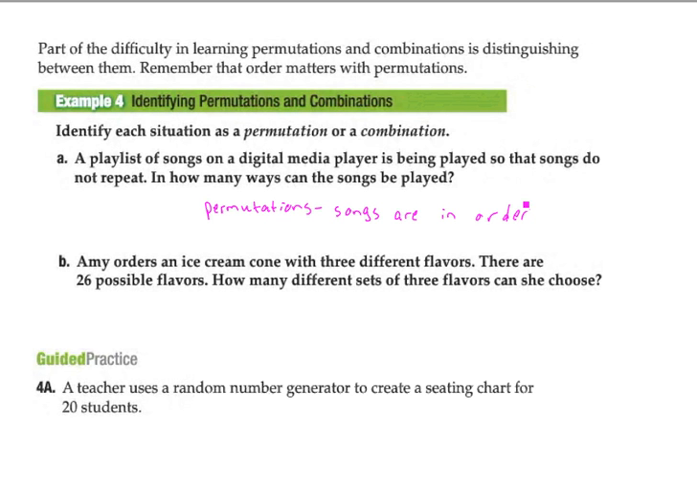B. Amy orders an ice cream cone with 3 different flavors. There are 26 possible flavors. How many different sets of 3 flavors can she choose? There's that clue word right there, choose. It doesn't matter what order those flavors are. She's just choosing them, so we know that that's a combination. So look for those clue words to figure out what we are dealing with so we know which formula to use. Go ahead and try guided practice 4A.